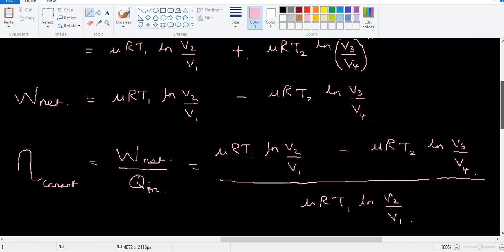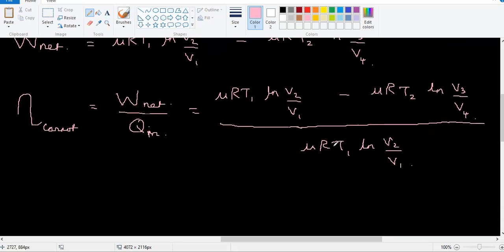We have a separate side derivation. Okay, for now I am going to say that V2 by V1 will be equal to V3 by V4, from the adiabatic relationship. Sir, how do I know this? Well, we need to do some more derivation. We will do it as a side derivation. But I want you to complete this main derivation.